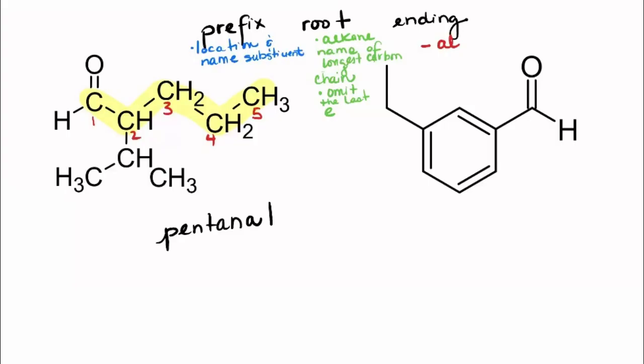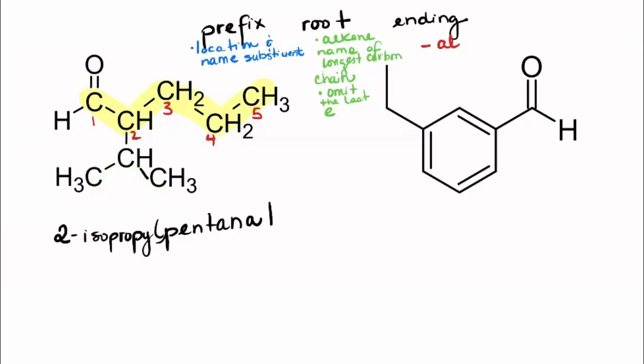We can see that coming out of that parent chain, or longest continuous chain of carbon atoms, we have a substituent out of carbon 2. If you go back and revise chapter 8, specifically slide 15, you will observe that a substituent in which we have a CH group connected to a CH3 and a CH3 is called isopropyl. So the prefix in this molecule is going to be 2-isopropyl. And then the root and ending is pentanal.